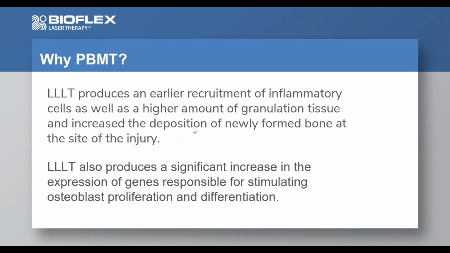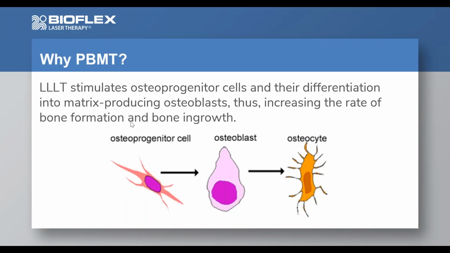It also produces a significant increase of genes responsible for stimulating osteoblast proliferation and differentiation. So laser therapy stimulates osteoprogenitor cells, kind of like stem cells, and their differentiation into matrix-producing osteoblasts, and thus increases the rate of bone formation and bone ingrowth. So essentially, you're going from a stem cell, like a bone stem cell, to an osteoblast, and of course it matures into an osteocyte for repair.